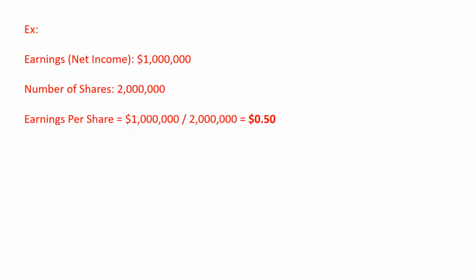So in this example, we'll look at Company A, and Company A has an earnings or a net income of $1 million for the time period that we're looking at, and we'll say that there are 2 million shares of Company A. So to calculate earnings per share, it's quite simple. You simply take the earnings or the net income and divide it by the total number of shares. So in this example, we will take the $1 million and divide it by the 2 million shares for an earnings per share of 50 cents.